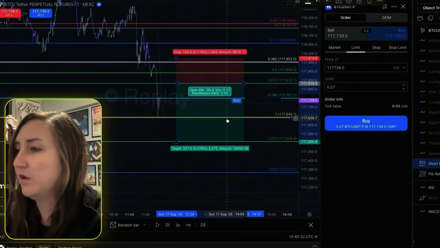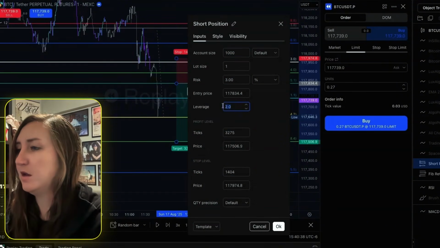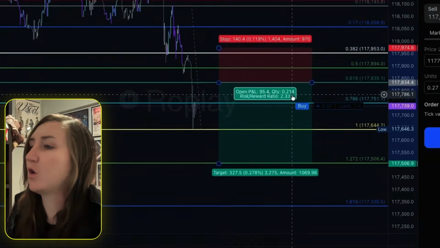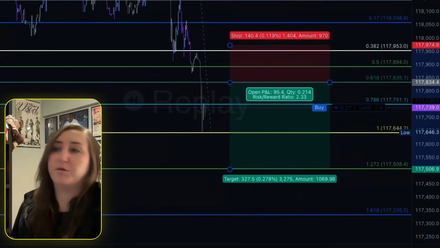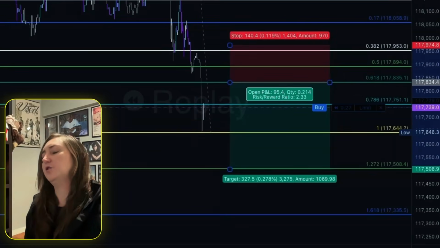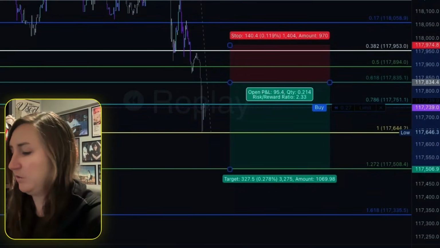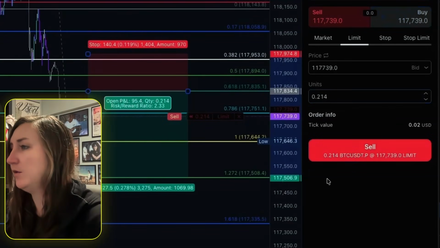Aim for 1.272. All right, same thing. Say we have a $1,000 account, risk 3%. We'll have 70x leverage and we'll hit okay. So here's our quantity with where our stop loss is at to put into your preferred crypto exchange, right? Bybit, Blofin, MEXC, whatever it may be. So we have 0.214 here of Bitcoin that we're going to sell at 117,835.